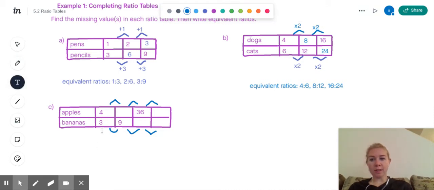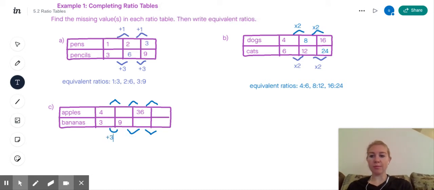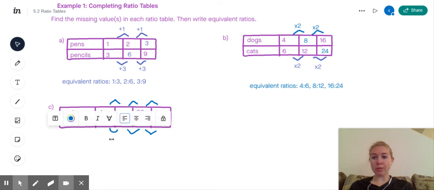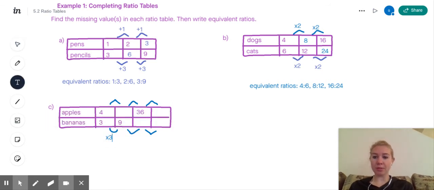Okay, so let's look at the bottom because we have two numbers next to each other. Well, I know that 3 plus 3 is 9, so maybe that's our pattern. That would mean we're going to take 4 plus 3, and that would be 7. And let's do 7 plus 3. 7 plus 3 is not 36. So it's not plus 3. That's not our pattern. Well, 3 times 3 is also 9, so maybe it's times 3.